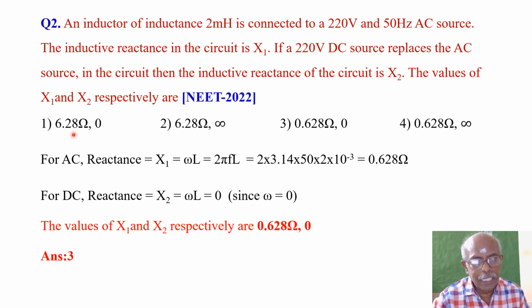It means what? The values of X1 and X2 respectively are 0.628 ohm, 0. This is the value. So option 3 is the right answer.